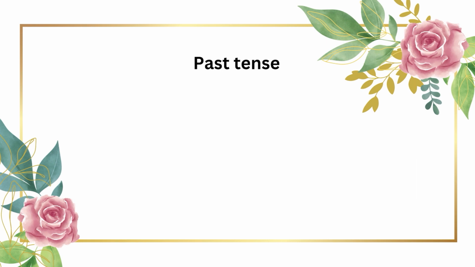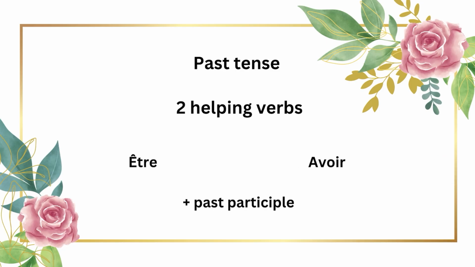When it comes to forming the passé composé, we have the two helping verbs. These verbs are être and avoir. So either one of them we use to conjugate with respect to the subject or the subject pronoun depending on the sentence, and it is followed by the past participle of any given verb.